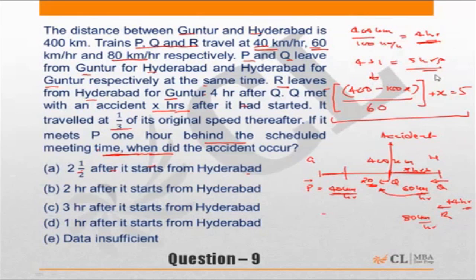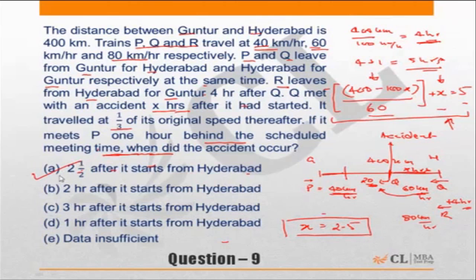The accident took place X hours after starting. So the total time elapsed from the time of starting for meeting is (400 minus 100x) over 60 plus X, which is equal to 5. You can solve this equation to get the answer. This will give you x equal to 2.5 hours. So the accident occurred 2.5 hours after the train started from Hyderabad.